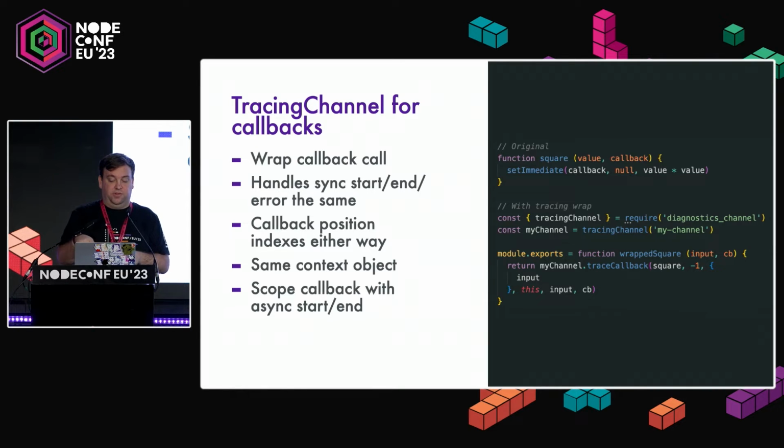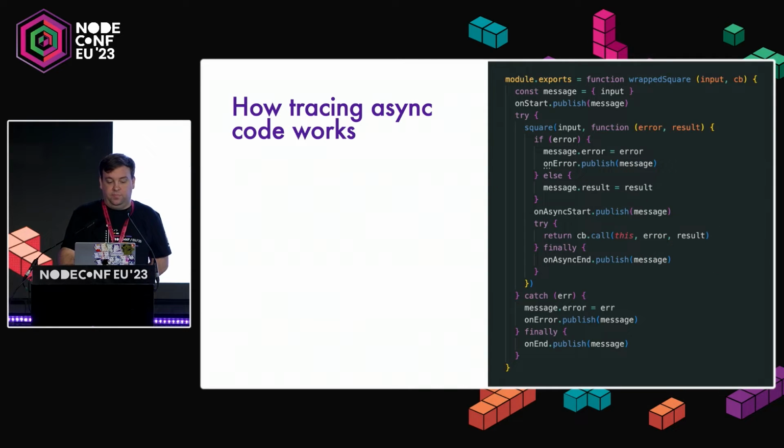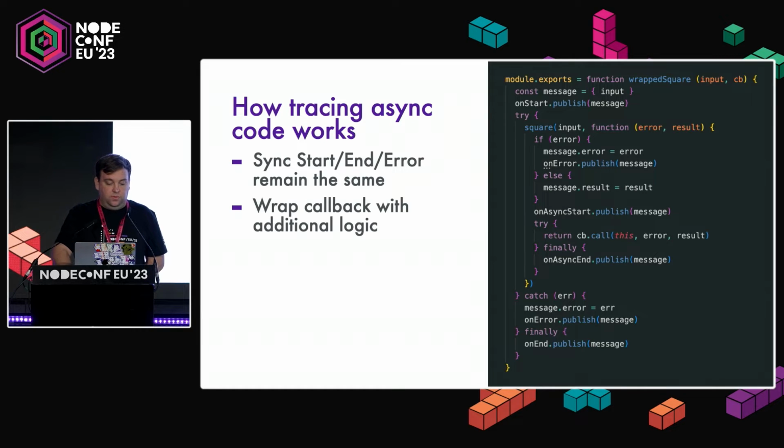It also scopes the callback in the async start and end, and passes through inputs and outputs the same. So this is what the trace async looks like. The sync start, end, and error look basically the same. It's just what's in that try part that's different.